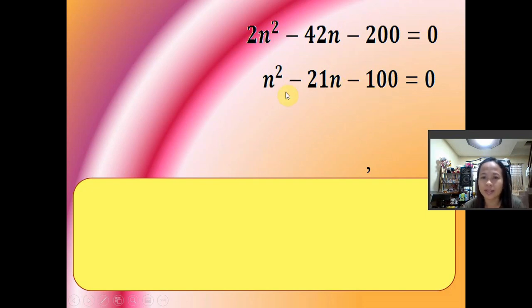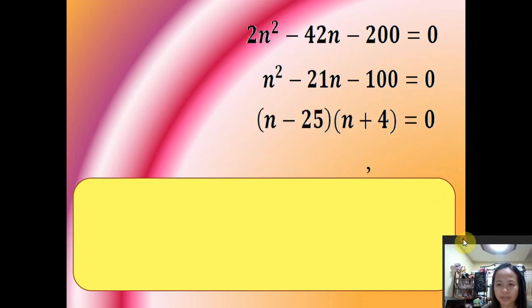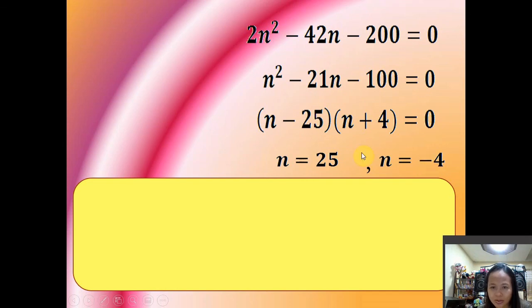Now to solve for the value of n, we are going to factor this quadratic trinomial. By factoring, we come up with n minus 25 and n plus 4. These are the two factors of this trinomial. So equating each factor to 0, we come up with n equal to 25, and the other factor gives n equals negative 4. So these are the two values of n.